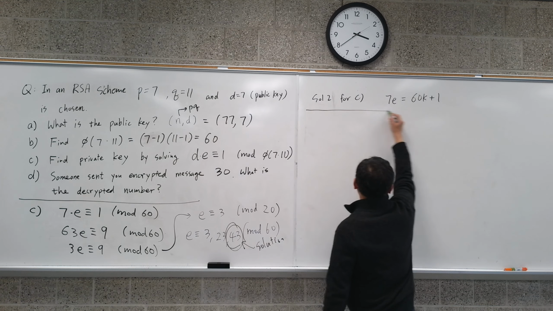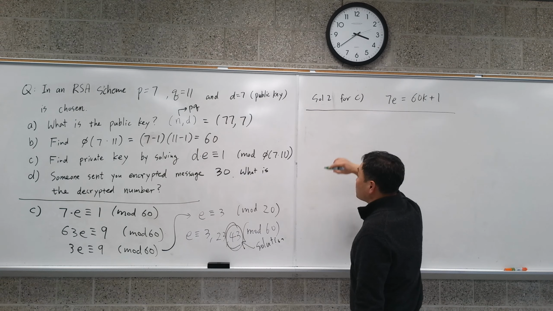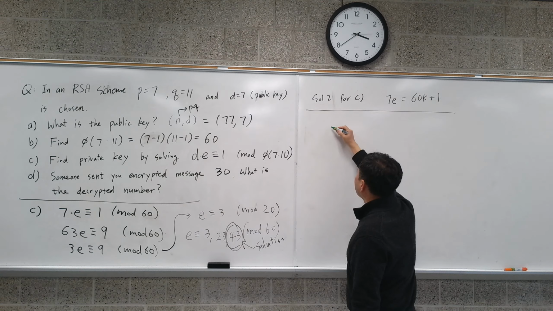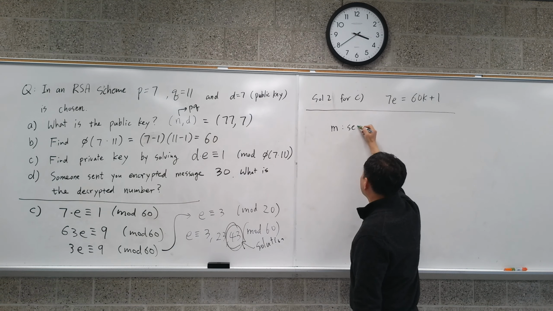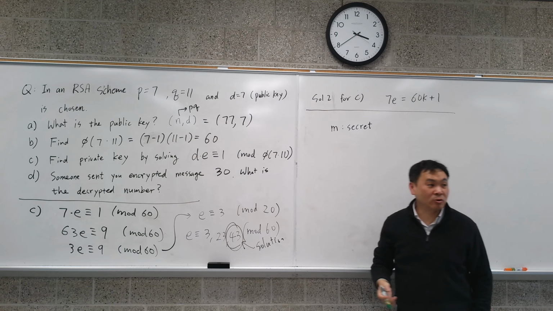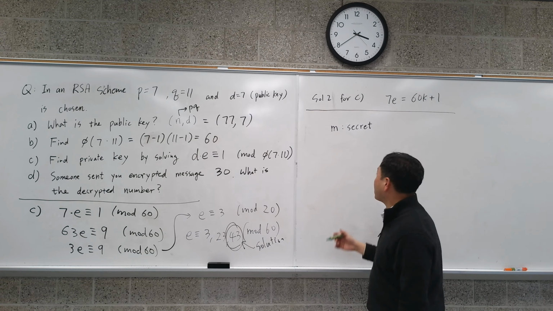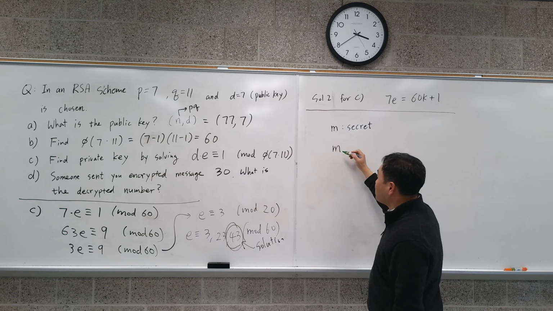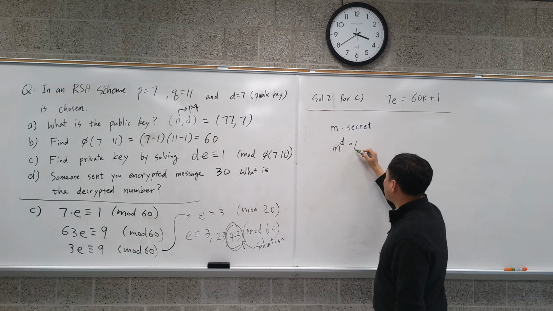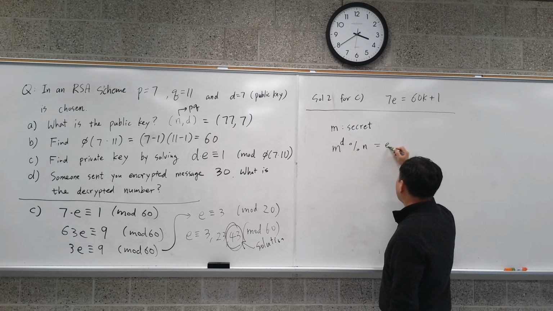Now, what is RSA encryption? Let's say M is the secret message, and this secret can be passed to you by the following encryption: you take M to the power of the public exponent, mod N. That's the encrypted message.